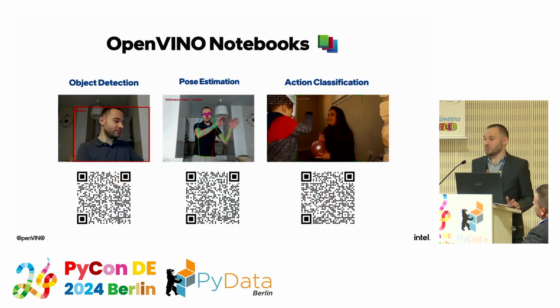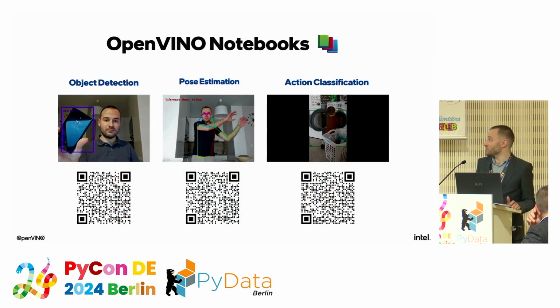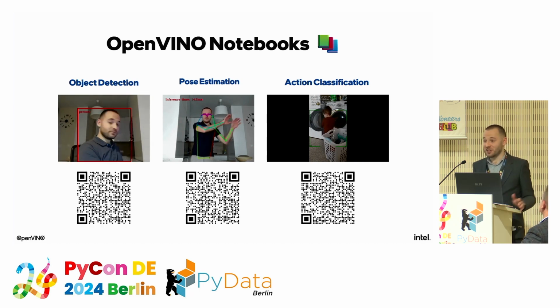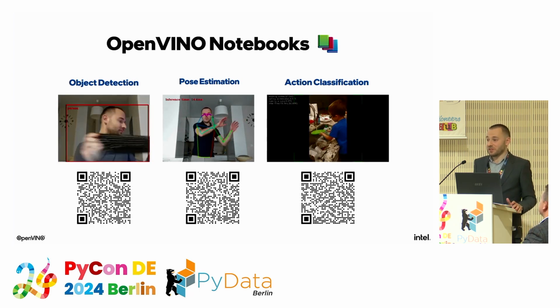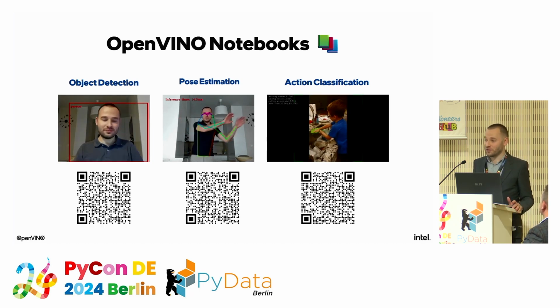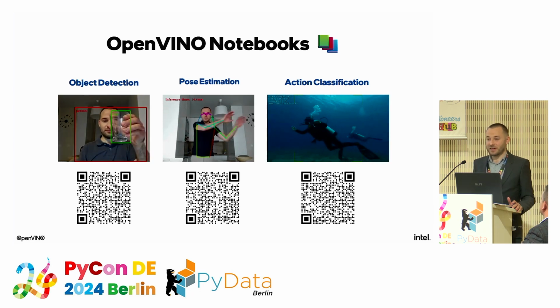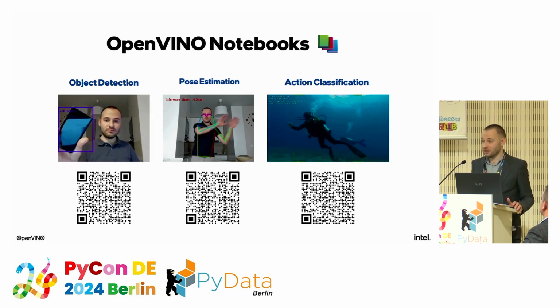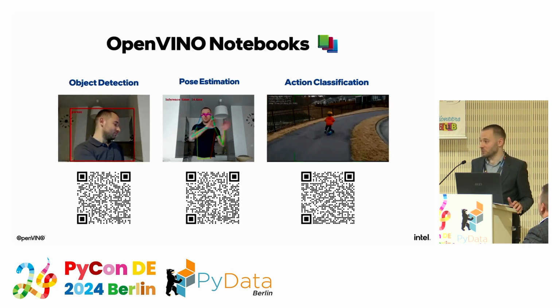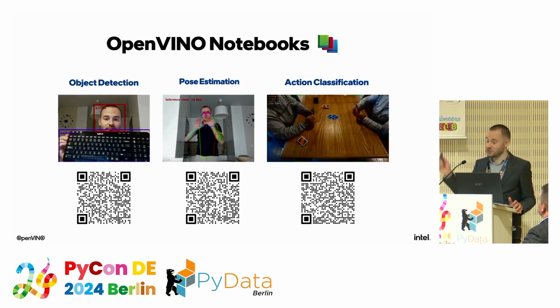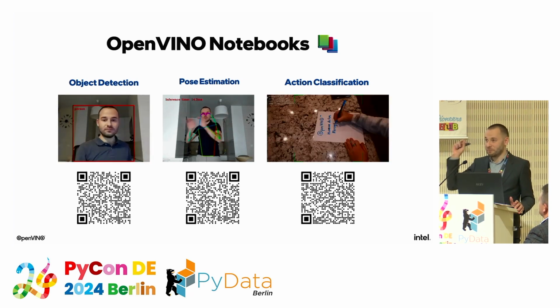But this was only a sample, right? We have even more demos. We have pose estimation, we have action classification, and many, many more. Of course, not all of them run with NPU, but I can promise that all of them run with CPU and GPU. So if you would like to try them, just scan these QR codes, go to our main directory.